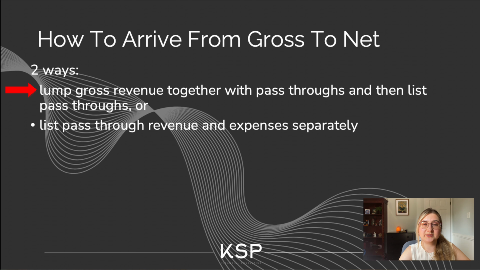I've seen a lot of companies take that approach, especially if they don't separate on their invoices what is for the services that they provided versus the money that they billed the client to manage on their behalf. The second way would be to list pass-through revenue and expenses separately from every other revenue or expense. This gives you more visibility on your P&L and allows you to arrive at the net revenue more quickly. This is something that I personally favor because of the visibility, but I also understand that not all businesses will be able to do this easily.